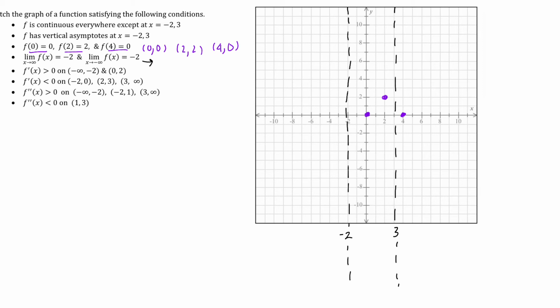This next line, where it says the limit as x goes to infinity is negative 2 and negative infinity is negative 2, that means there's a horizontal asymptote at y equals negative 2. So we need to draw in that horizontal asymptote.